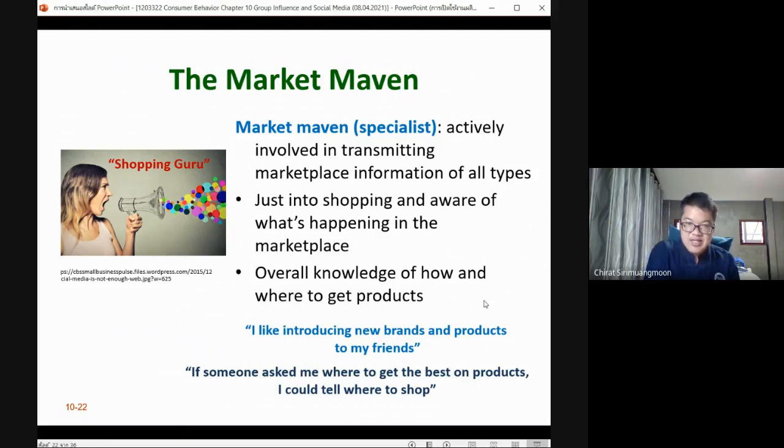Market mavens also have the knowledge of how and where to get products. For example, if I ask you where can I get wine from France, 100% authentic, then they will say, oh, in Chiang Rai, you need to go to this shop and ask for these guys, and they will give you the very best wine like this one. So that person is a market maven.